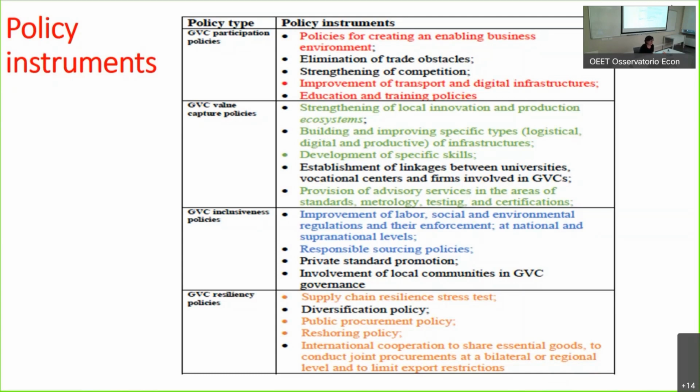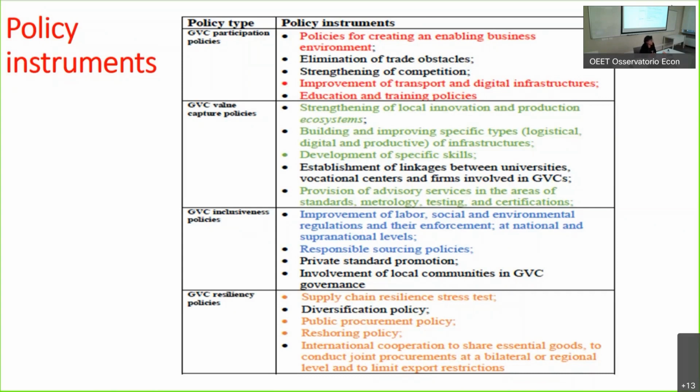The second type of policy, the GVC value capture policies, as I was saying, are mainly horizontal policies. And in this case, some of the instruments could seem quite similar to the previous ones, but in fact they are different. For instance, think about education and training policy. In the case of the first type of policy, we can think about general education policies. In the case of GVC value capture policies, what we have in mind are policies aimed at improving specific skills, which are those skills needed within a specific GVC, for instance, for upgrading. So it's not general education policies, it's building up specific human capacity in specific skills.